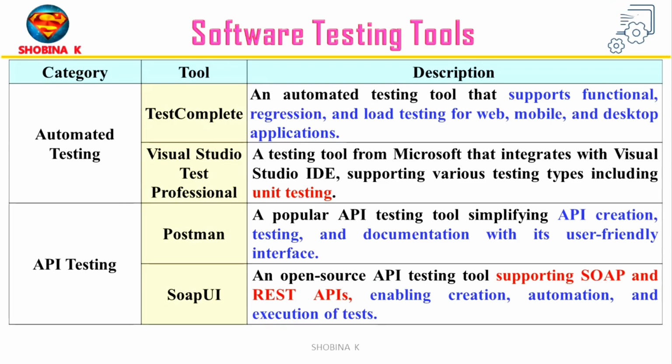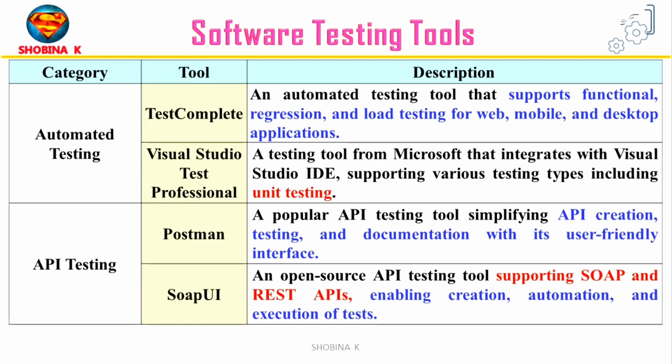TestComplete is an automated testing tool that supports functional, regression, and load testing. It can be done on web, mobile, and desktop platforms. And next, Visual Studio Test Professional. It is a testing tool from Microsoft. It supports various testing types including unit testing, manual testing, and automated testing.